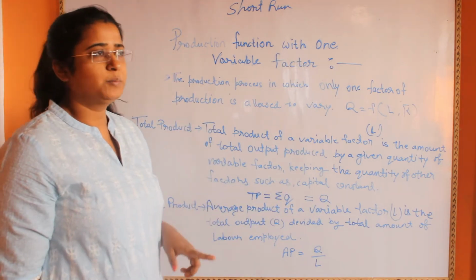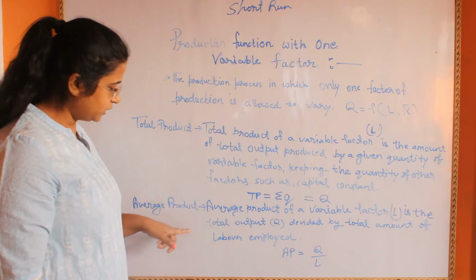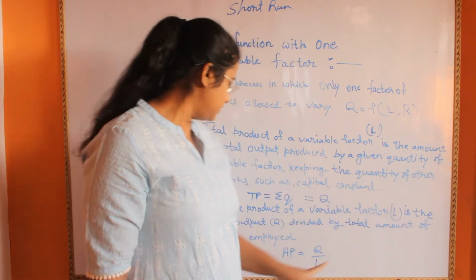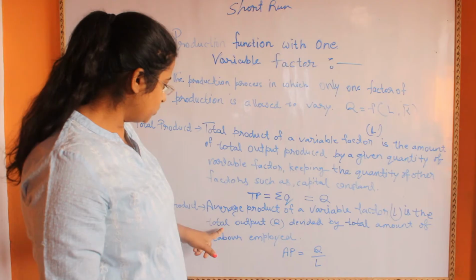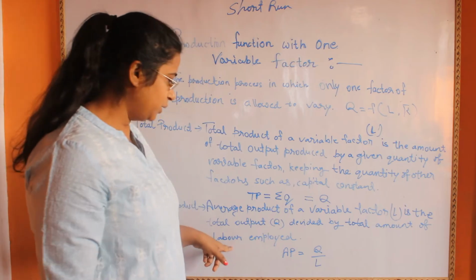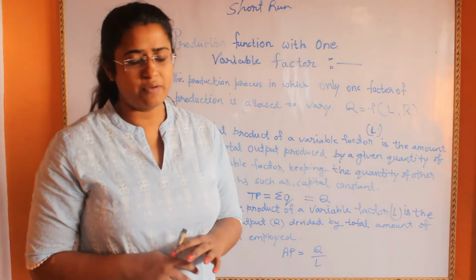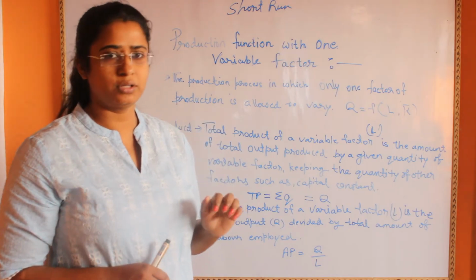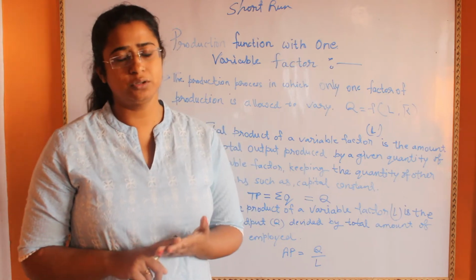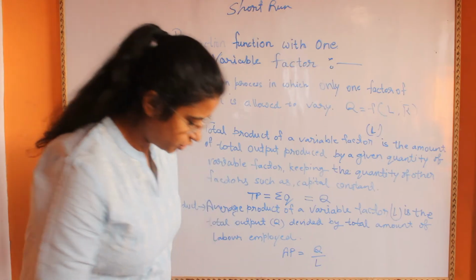The next concept is average product of labor. Okay, the average product of a variable factor, that is labor, is the total output Q divided by the total amount of labor employed. So, when you want to have an average product of the variable factor or the labor, you need to divide the total output by the total amount of labor employed in a particular production function.